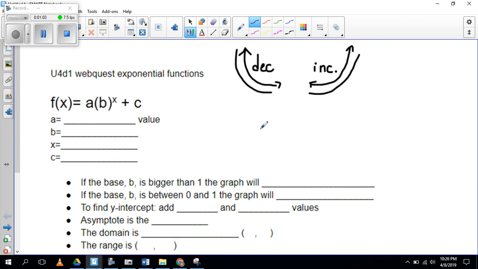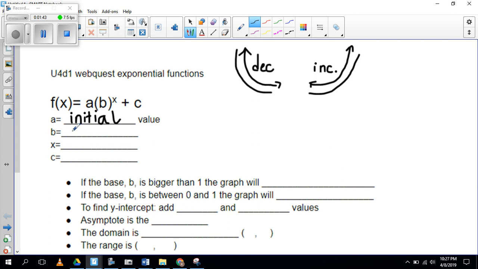Okay, so first we're going to start with our formula for exponentials. It says f of x equals a parentheses b to the x power plus c. What we're going to do is break this down and tell you what each one of these letters represents. The a here is our initial value. Initial means that's our beginning value. That's basically what we started with. So this is our initial value, our starting value.